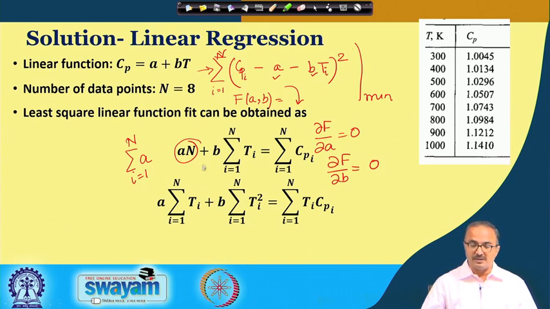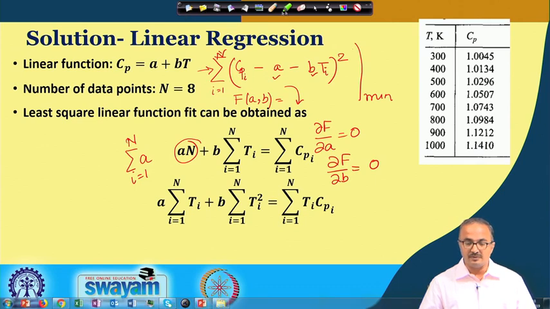Now you see that we have two expressions, and in these two expressions we know the temperatures and we know the specific heats. What we do not know are the A and B values. So, we have two unknowns and two equations, and from these you can easily find out the values of A and B. This is how we are going to solve these expressions.